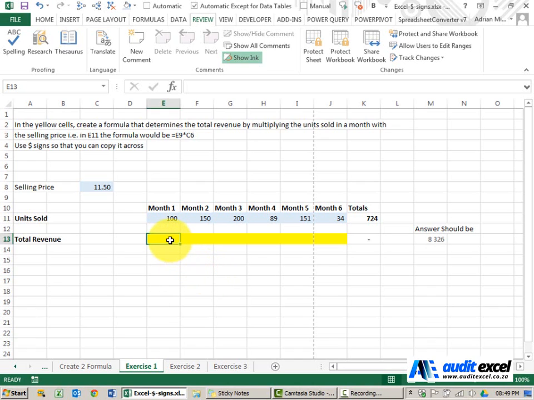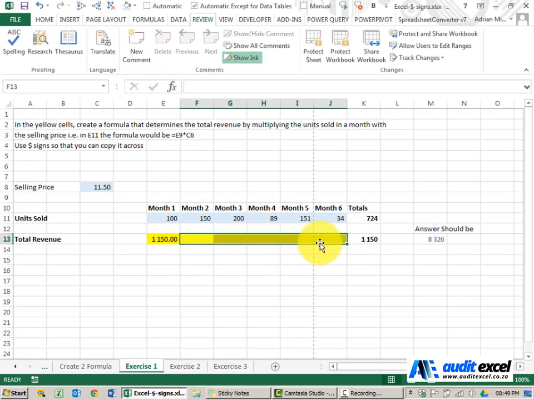The solution for this exercise, first part: we're going to multiply the number of units by the selling price. We know that as we copy it across, we want it to continue to look at the selling price. This is cell C8, so we can put a dollar sign in front of the C and the 8. When I copy it across, you'll see that it correctly uses the correct units and the selling price.